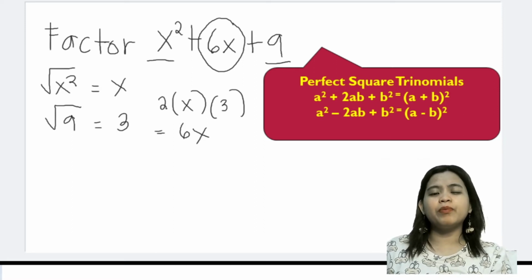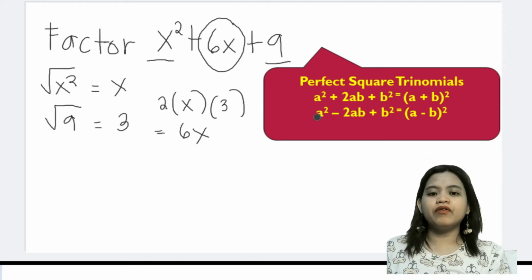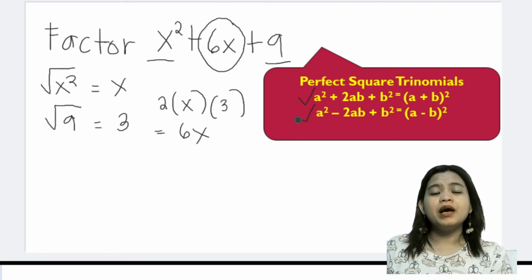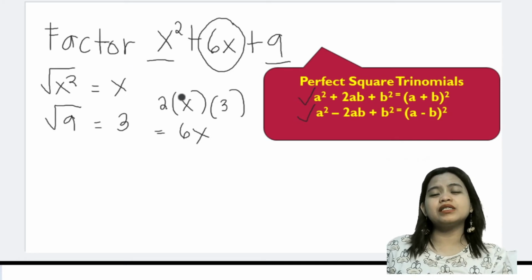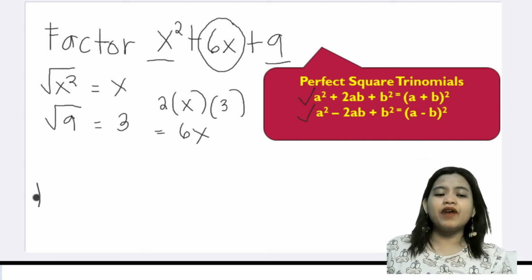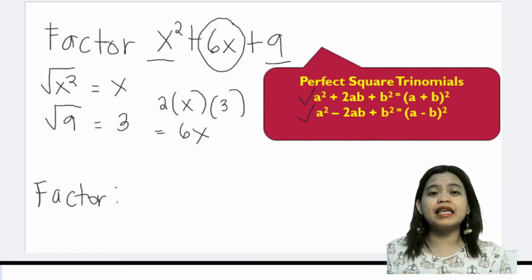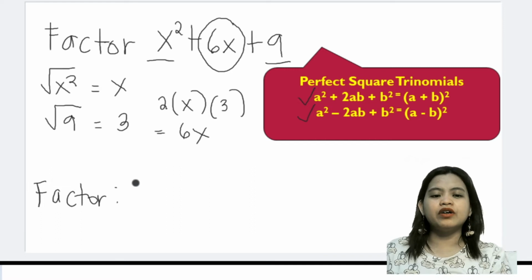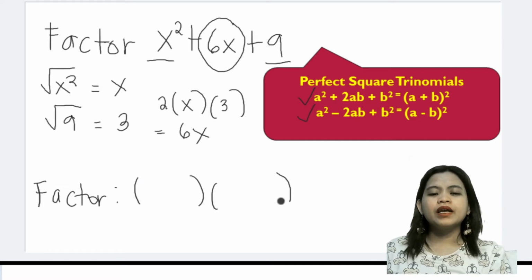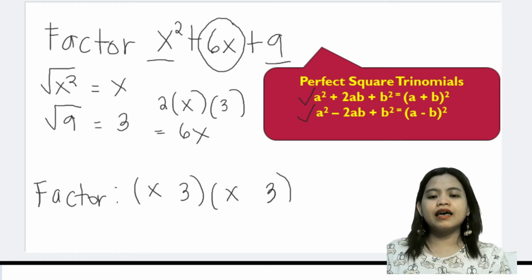How can we know the factor of a perfect square trinomial? Let's have this working formula. a squared plus 2ab plus b squared is equal to the quantity of a plus b squared. And a squared minus 2ab plus b squared is equal to the quantity of a minus b squared. As we can observe, since our given trinomial is a perfect square trinomial, we can get the factor by getting the root of the first and the last term and make a binomial factor. So, first, parenthesis, distribute the root of the first term and distribute the root of the second term.